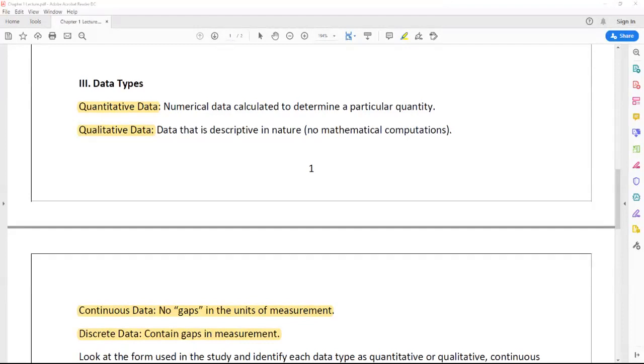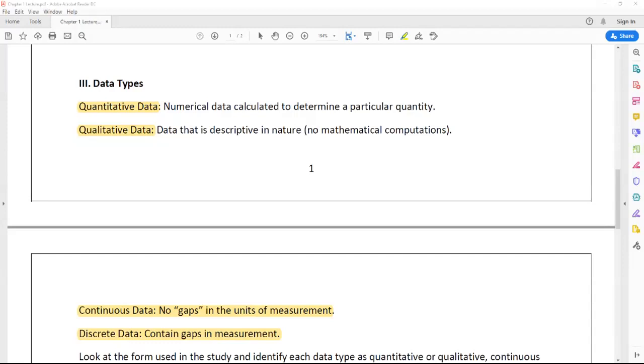So quantitative data would be things like age, height, weight, because you would want to maybe add those up, right? And divide and so forth. Maybe you want to know an average height or an average weight or an average IQ. That would be quantitative data.